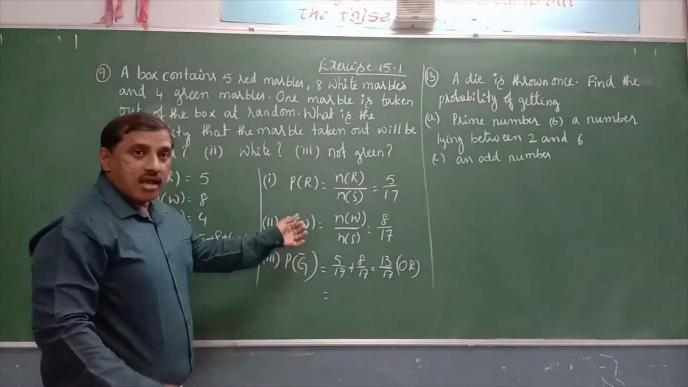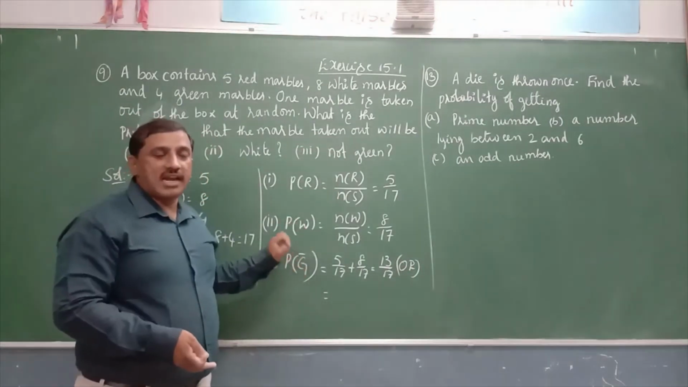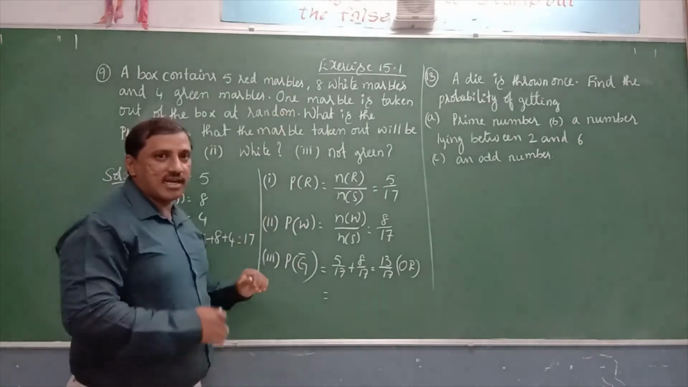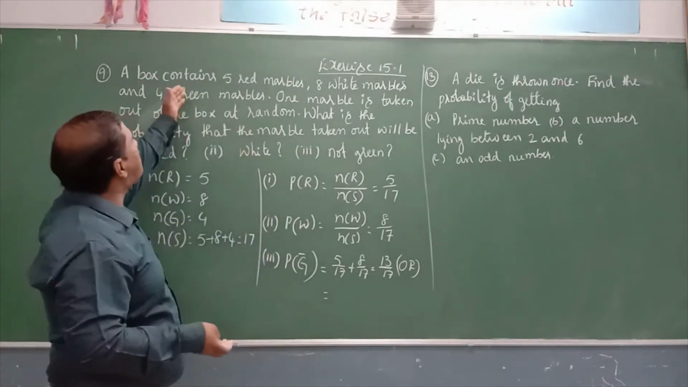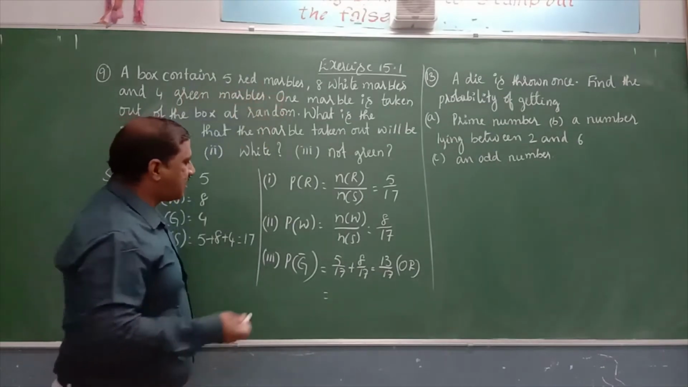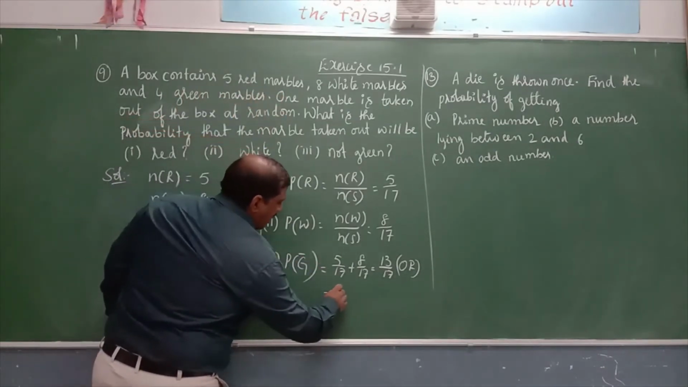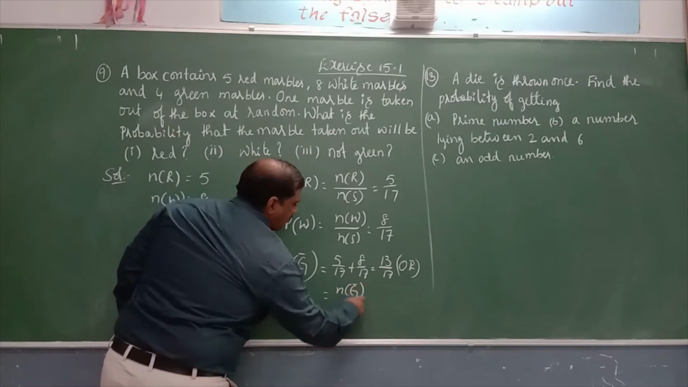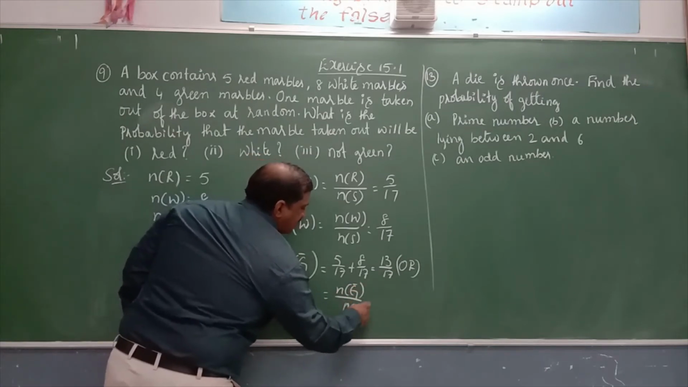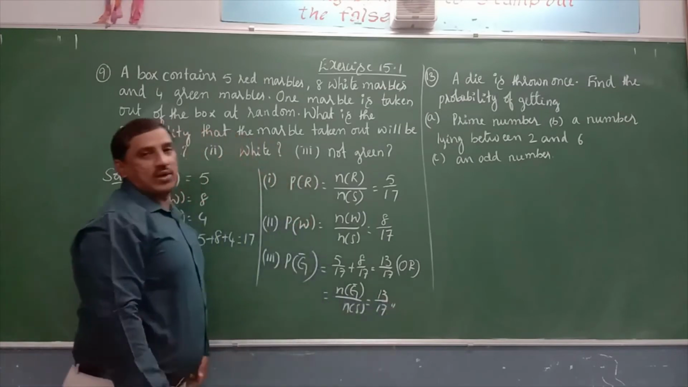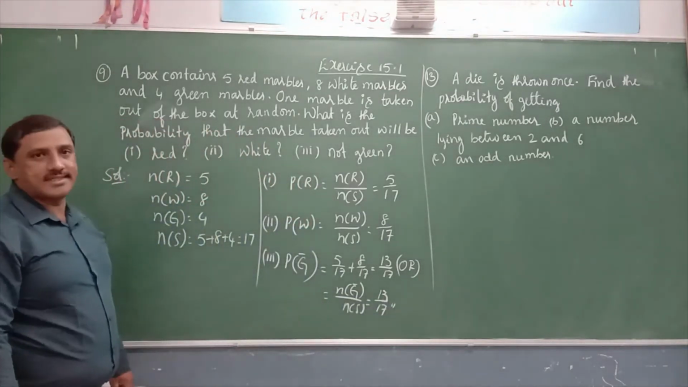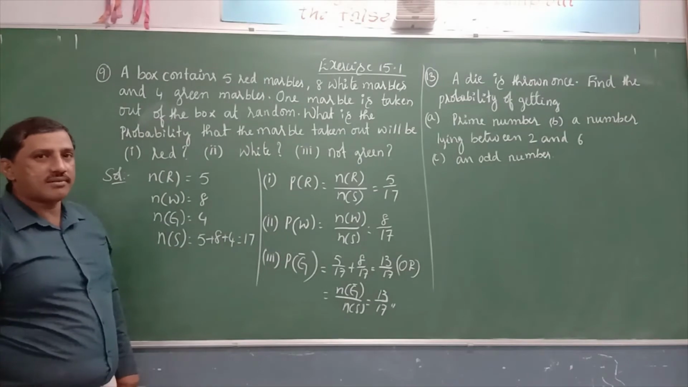here, count the green marbles. There are 4 green marbles. Other than green, not green means other colored marbles. How many other colored marbles are there? 5 plus 8, that is equal to n of G naught by n of S. N of G naught is equal to 13 by 17. So you can also do this sum in this way. Is it clear, children? Right.